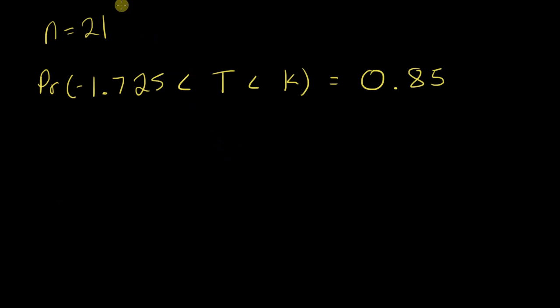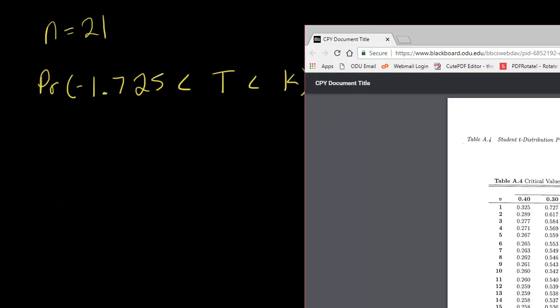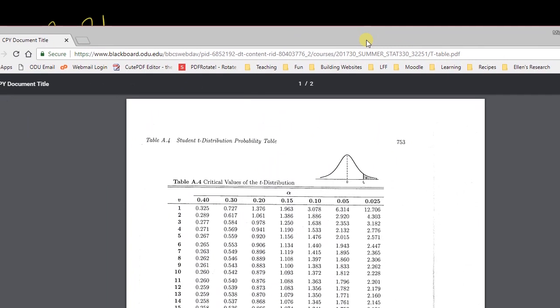Okay, so to solve this problem, we're given that the sample size is 21, and we're given that t is between negative 1.725 and k, and the probability that t is between those two numbers is 0.85, and we have to figure out what k is. Okay, so we know this is a t distribution type problem, so go ahead and pull out your t table. You're going to need that.